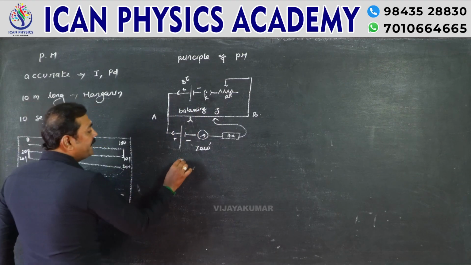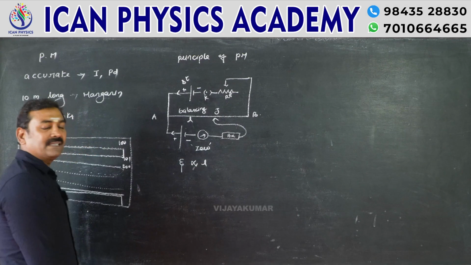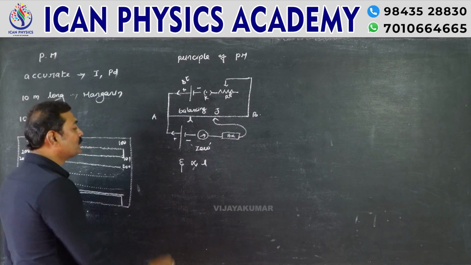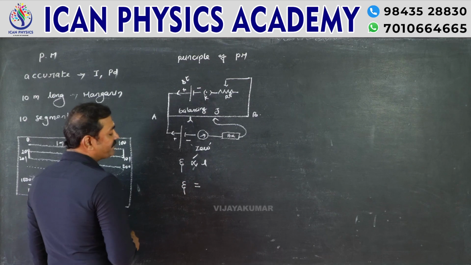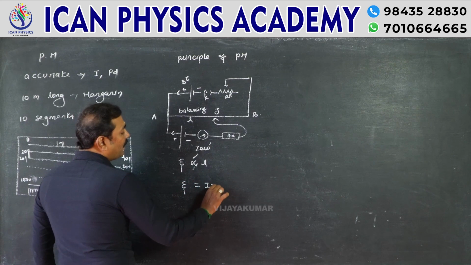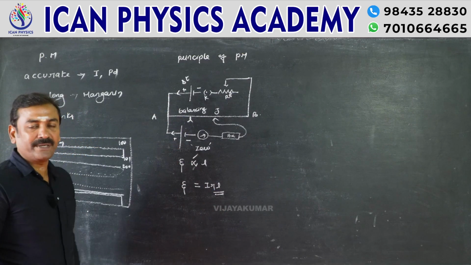So the EMF of the cell is directly proportional to the balancing length. To remove the proportional sign, we can add a constant. So EMF of the cell equals k times the balancing length L. Okay, so this is the principle of potentiometer.